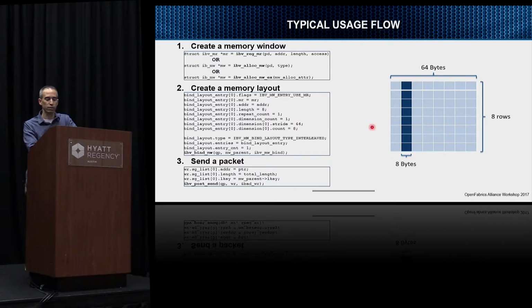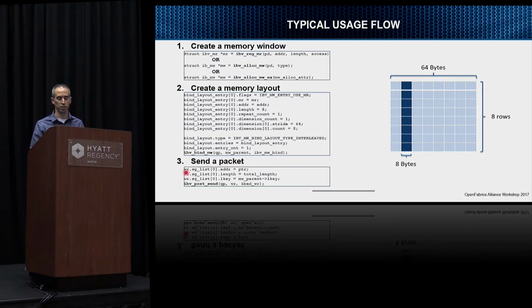And count 8, we have 8 elements in each column. Once we initialize the bind layout entry structure, we are ready to call the bind memory window EX with the parent key, Sun key, depends how you look at it, and the bind information. And now we are ready to send the packet.